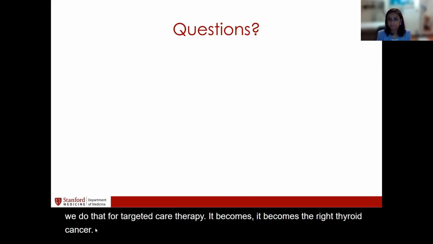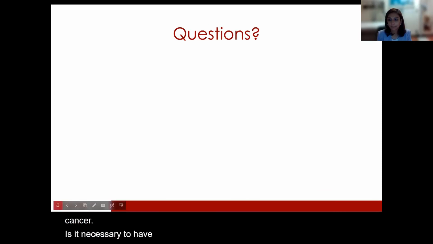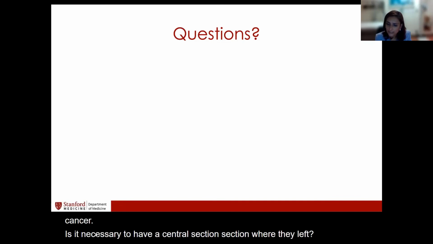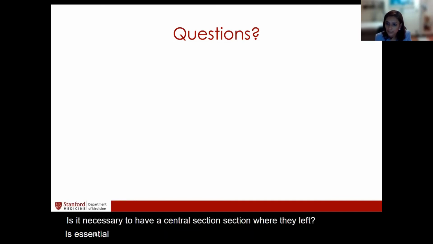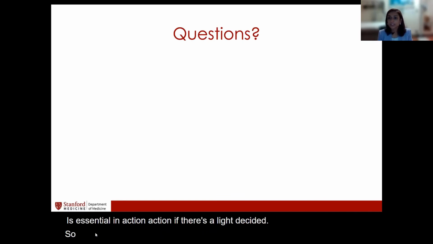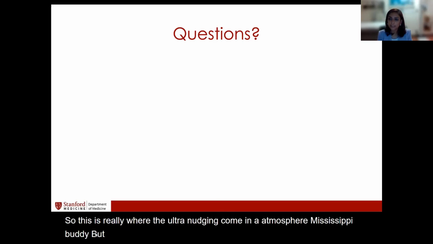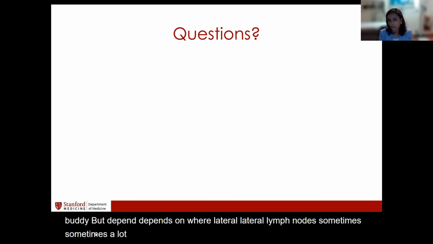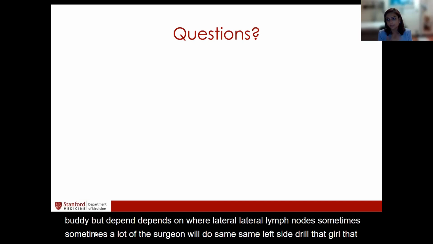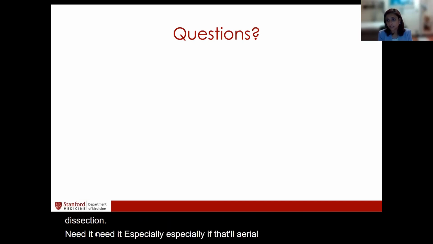Okay. Is it necessary to have a central dissection if there is a left-sided neck metastasis? Yeah. So this is actually where the ultrasound imaging comes into play. Not necessarily, but it depends on where those lateral lymph nodes are. A lot of times the surgeon will do a same left-sided central neck dissection, but you don't necessarily need it, especially if that central area is clean on the ultrasound.